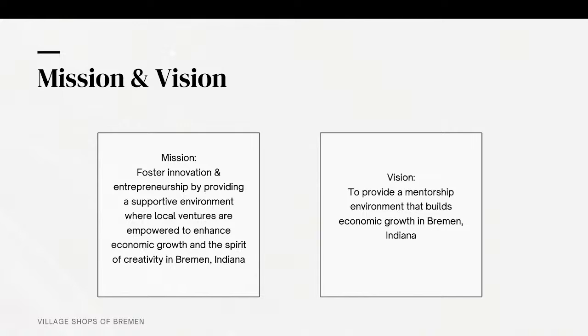So again, our mission and vision, fostering innovation and entrepreneurship by providing a supportive environment where local ventures are empowered to enhance economic growth in the spirit of creativity in Bremen. Our vision is to provide a mentorship environment that builds economic growth in Bremen. So my group really focused on economic growth. And one of the big things, we wanted to create something that would be repeatable and replicable in other surrounding Marshall County towns. And I think with our idea, that's going to be able to happen. We focus a lot on the mentorship, because a lot of these individuals, being a small business owner, don't necessarily know all the questions to ask. They don't know the people, the networking to go through if they do decide to move forward with the business. And so we really want to be able to provide that mentorship piece to help them be successful from the start.